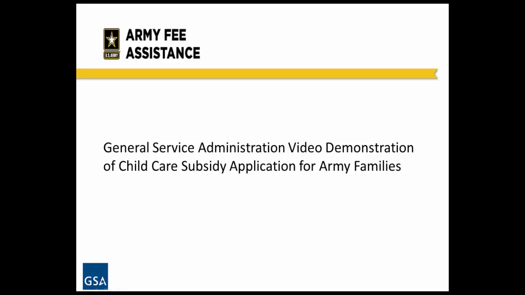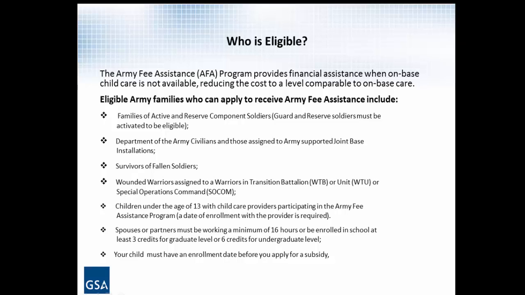the application process. This program is available to Army soldiers and civilians, referred to as sponsors, who have children under the age of 13 enrolled in child care programs that participate in the Army Fee Assistance Program. An enrollment date is required in order to determine your monthly Army Fee Assistance subsidy. Calculations and authorization cannot be made without an enrollment date. Spouses, legal parents, guardians, and partners must be working or attending school.